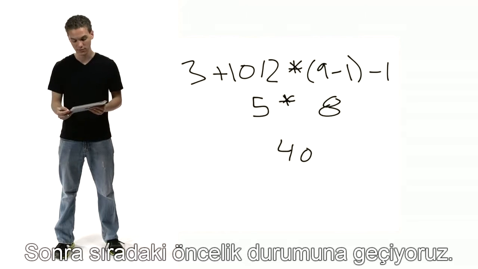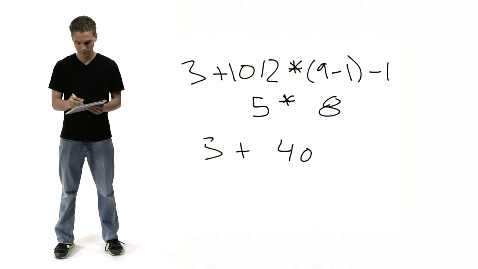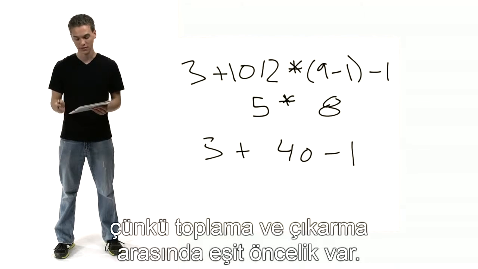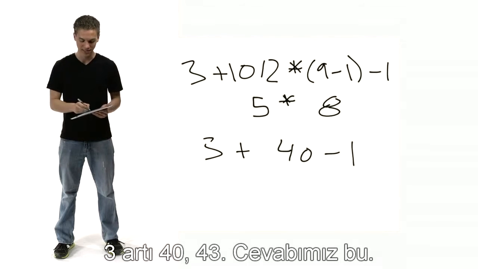Then we move on to the next order of precedence. So we're left with 3 plus 40 minus 1. Again, just solving left to right because there's equal priority between the addition and subtraction. We can say 3 plus 40 is 43, minus 1 is 42, and that's our answer.